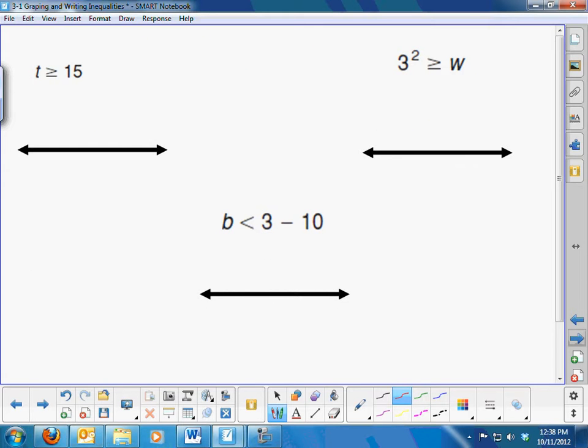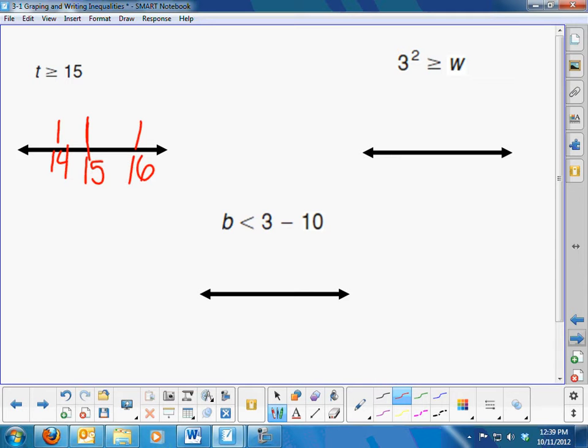I have t is greater than or equal to 15, and I want to draw on a number line all the values that make that true. So my critical point is 15, so I put that down. Sorry, that's supposed to be a little tick mark, but you guys know how my smartboard is. 15 in the middle. Now I need to choose a number smaller and a number larger at the minimum to include on my number line.